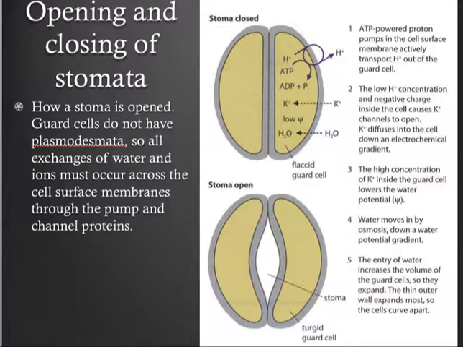These ATP-powered proton pumps in the membrane actively export hydrogen ions, and the decrease in the hydrogen ion concentration in the cells causes these channel proteins in the cell surface membranes to open, so that potassium ions can move through into the cell. And we know that, we've learned a bit about that last year.